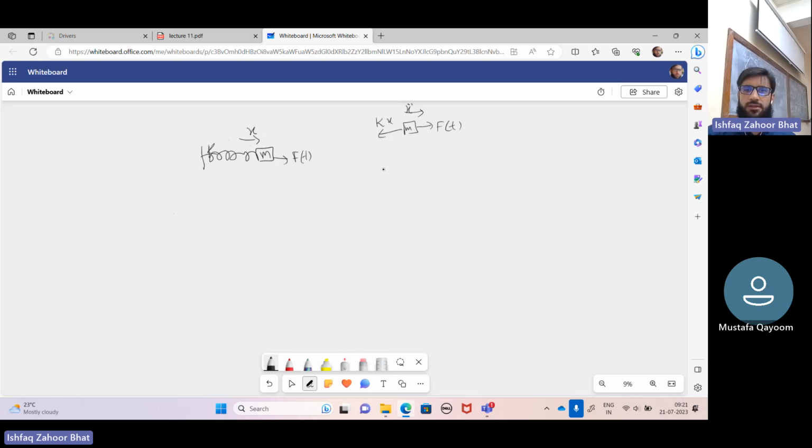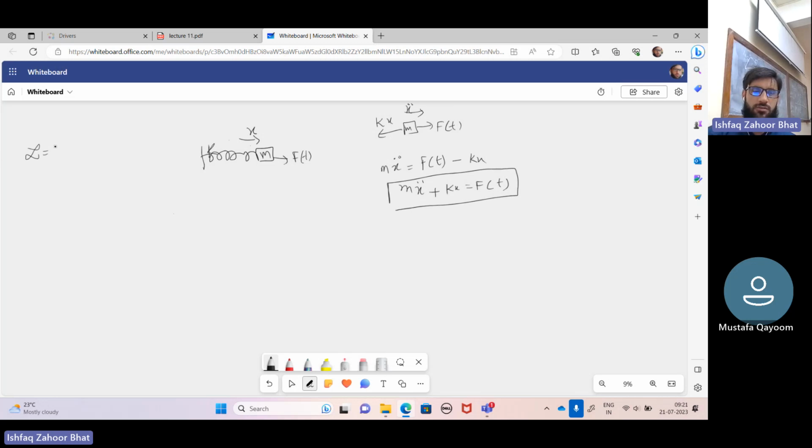So Newton says that m x double dot is equal to the net external force, which is f of t minus kx, or we can write it as m x double dot plus kx equal to f of t. I was saying that this is the governing differential equation for this spring-mass system. So let's use the Lagrangian to see whether we can get the same equation or not.